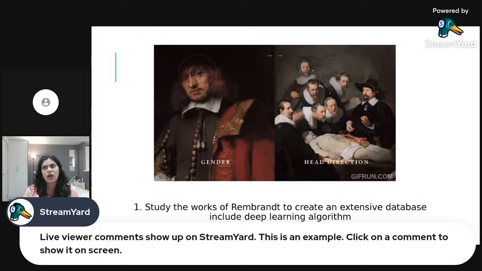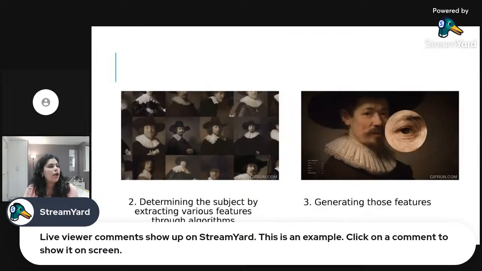They were trying to see how many of these works were males, how many of them were females. They were trying to study the gender, which was sort of constant amongst all Rembrandt's work. They were trying to see different things, like in a typical Rembrandt work, what was the direction of the face, so that they could create a painting which looked very similar, which would remind you of Rembrandt's work.